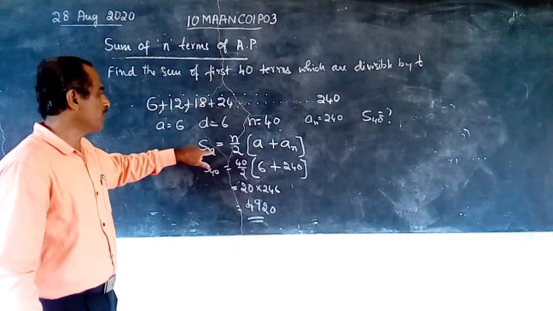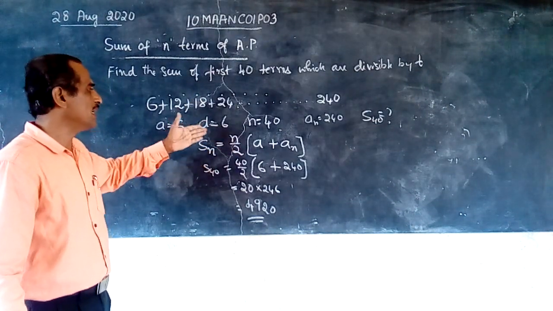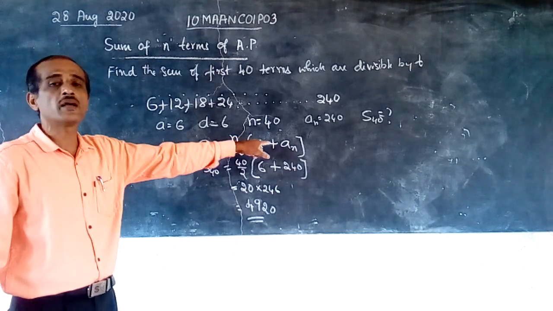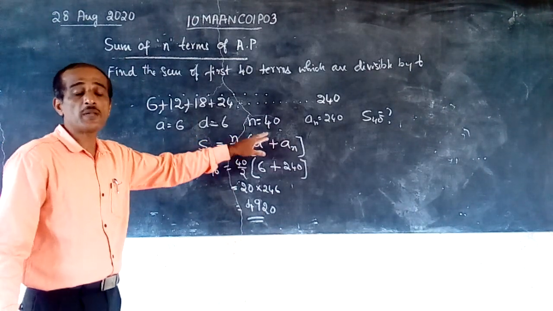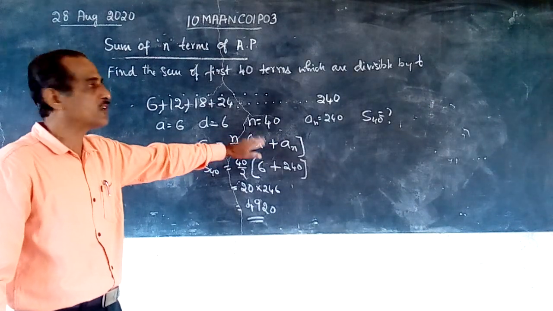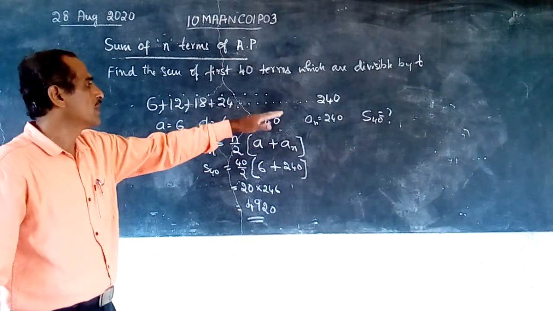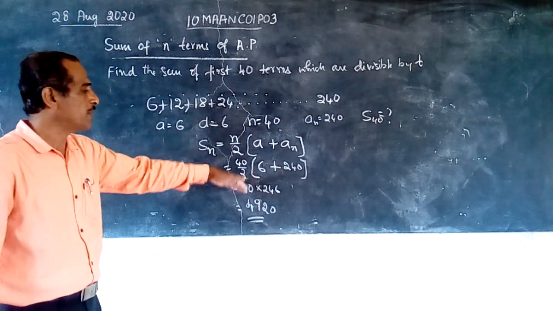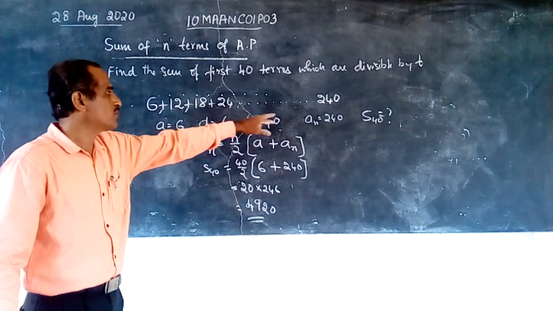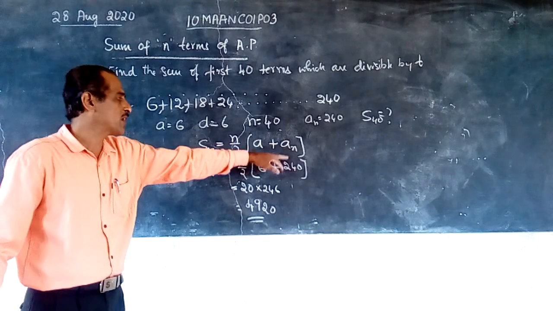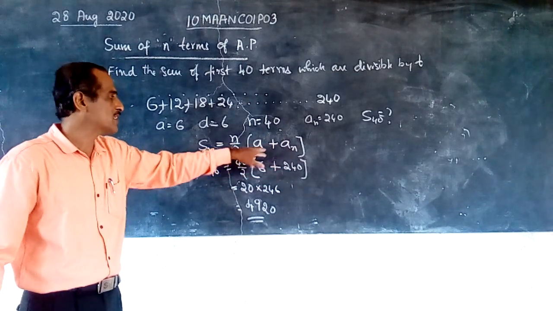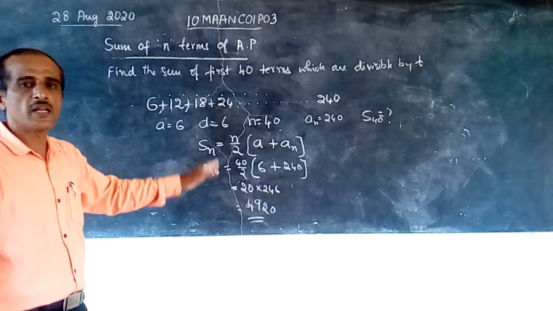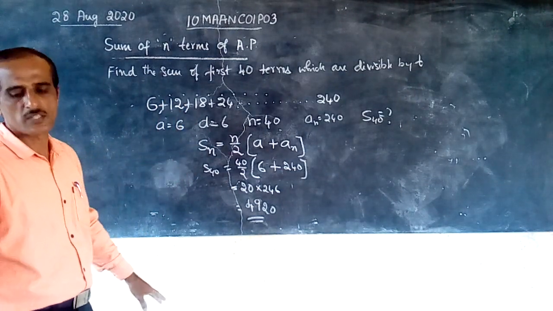Or you can use another formula also. You know a, d, everything. So Sn is equal to n by 2 into 2a plus n minus 1 d. That formula also you can use because you know all the required values here. Or since you know the last term, this formula is also enough. Very easily you can solve this type of question.